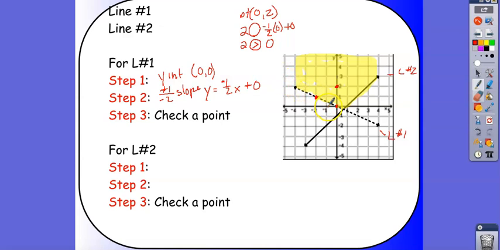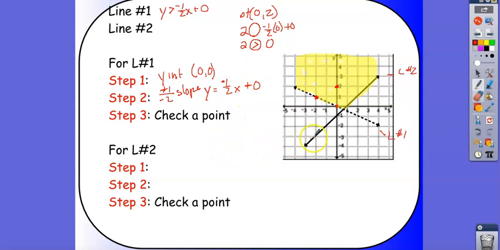It's not a solid line, so I don't change it. So my line number 1 would be y is greater than negative 1/2 x. And you can put the plus 0 if you want. Let's try the next one.